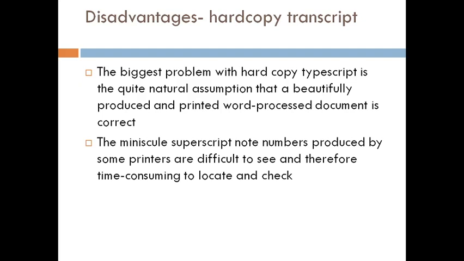Another disadvantage is all those minuscule superscript note numbers. These are the note numbers given above the words. These minuscule superscript note numbers produced by some printers are difficult to see and therefore time consuming to locate and check. So that is also one of the disadvantages of a hard copy transcript.